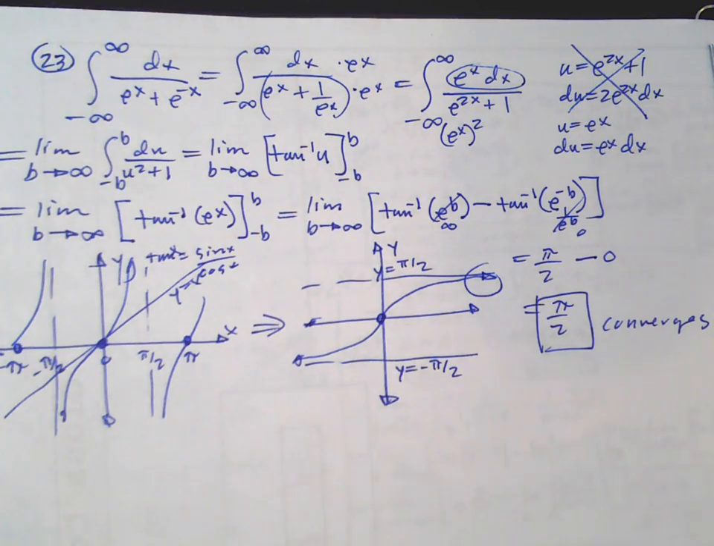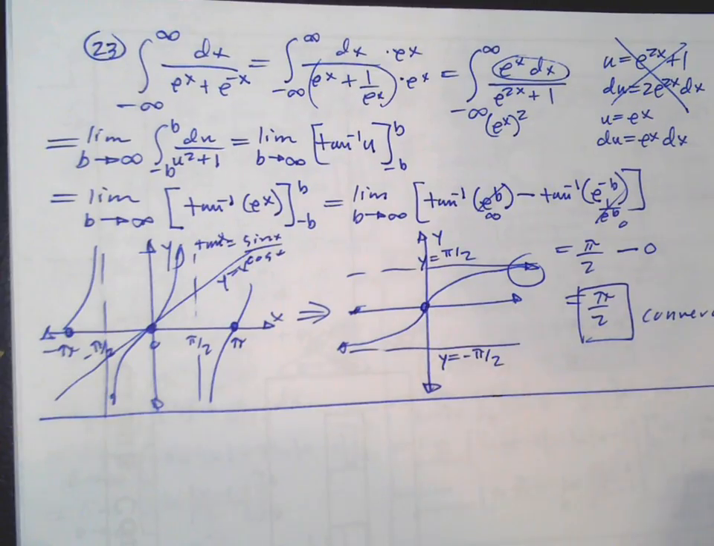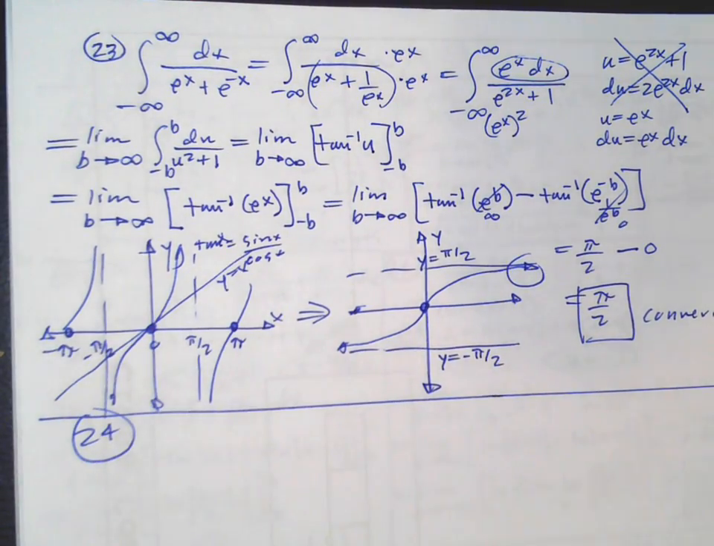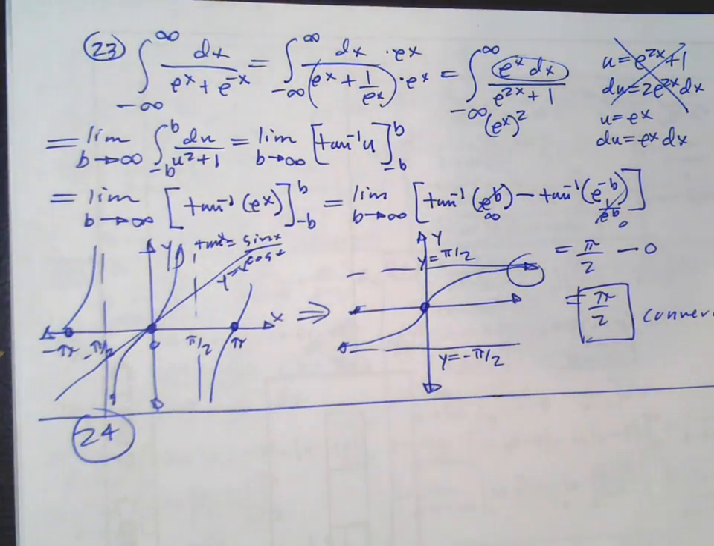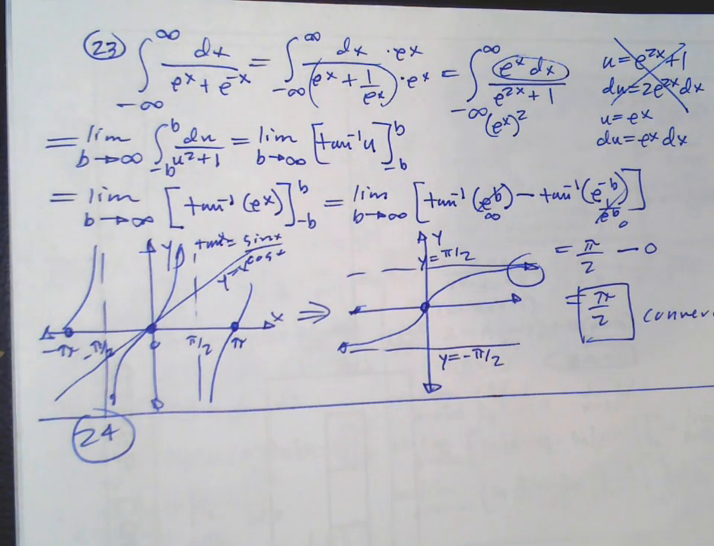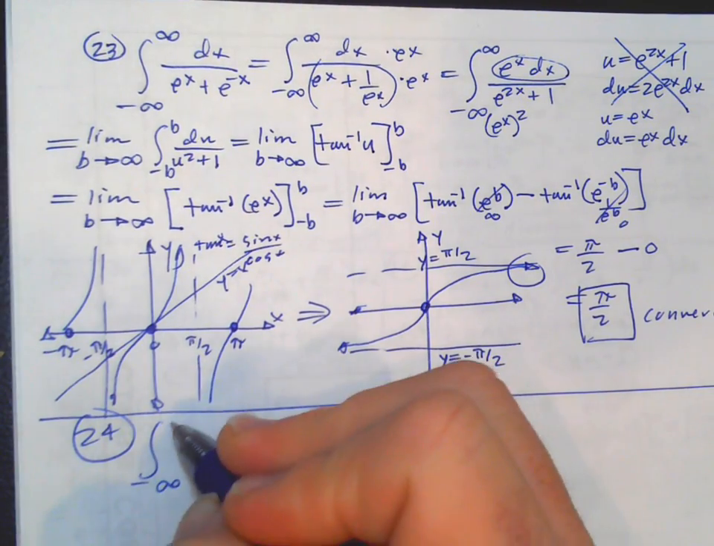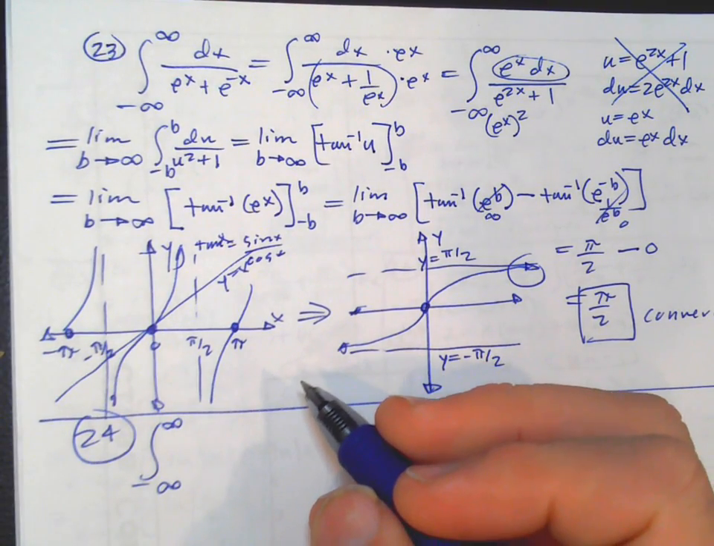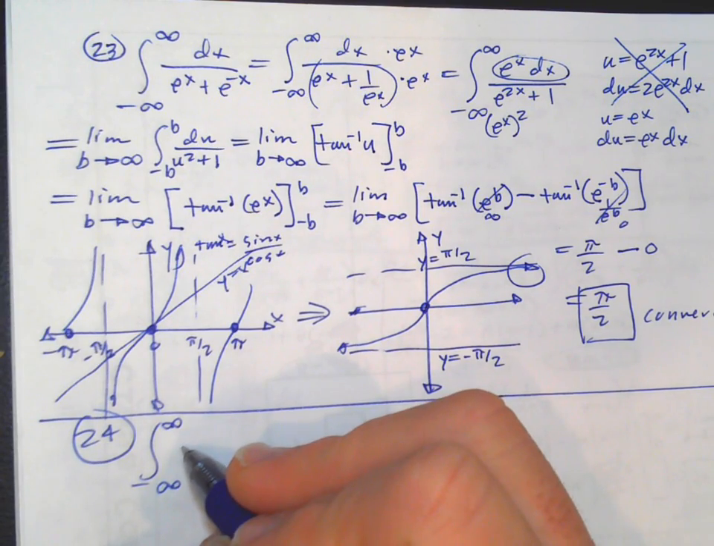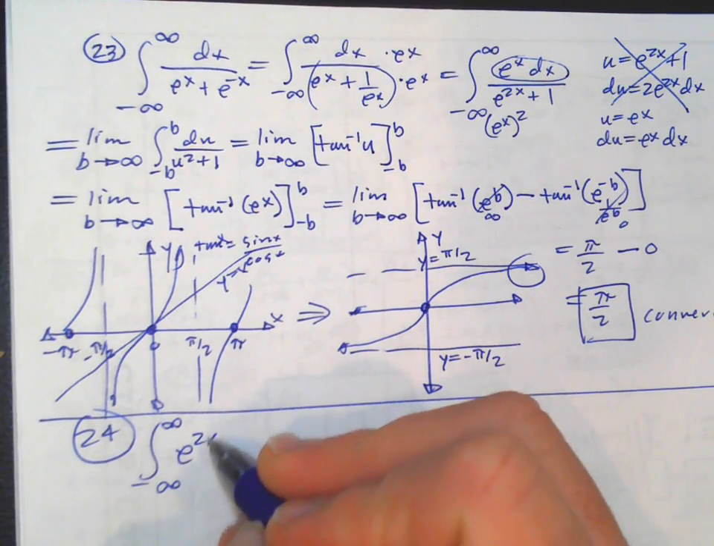All right. Last one, 24. Okay, 24 is the integral from negative infinity to infinity of e to the 2x dx.